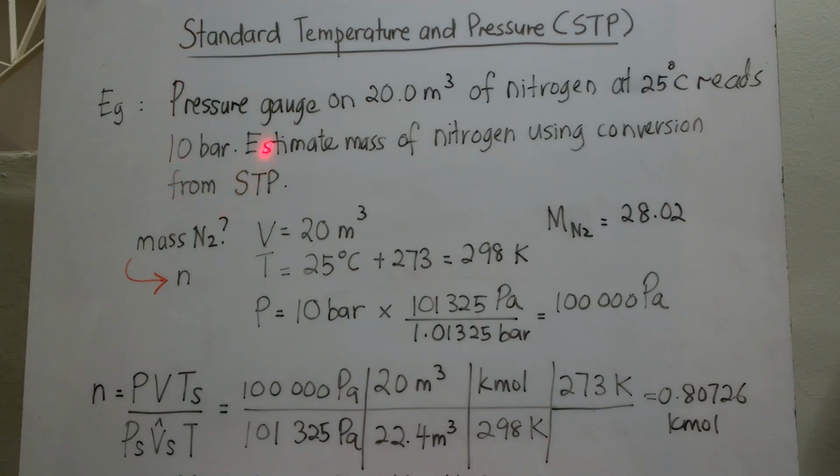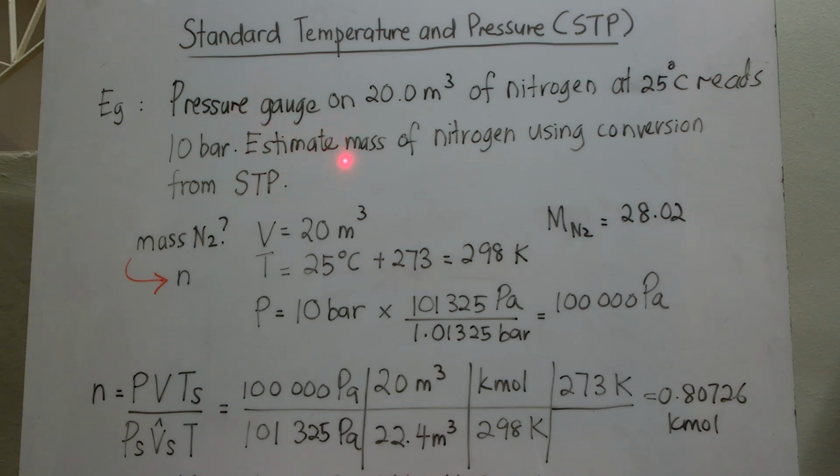Now I'll show you one example of how we use STP as a unit conversion factor. We have an example question that goes like this: we have a system where the pressure gauge on 20 cubic meter nitrogen at 25 degrees C reads 10 bar. Estimate the mass of nitrogen using conversion from STP.